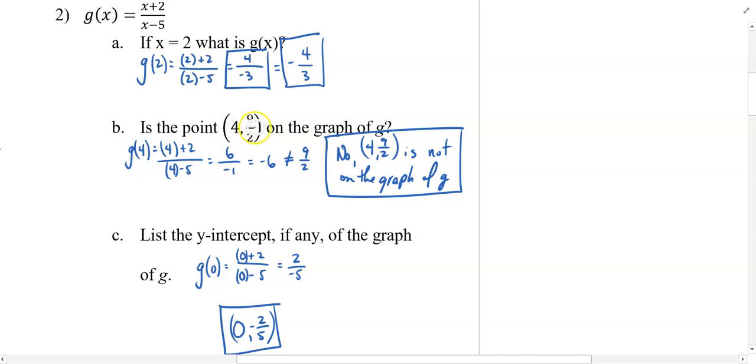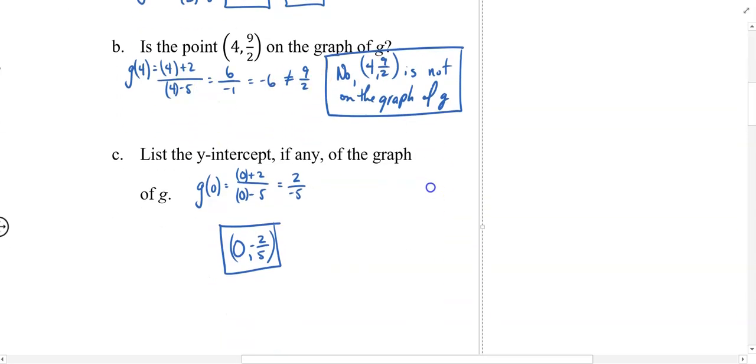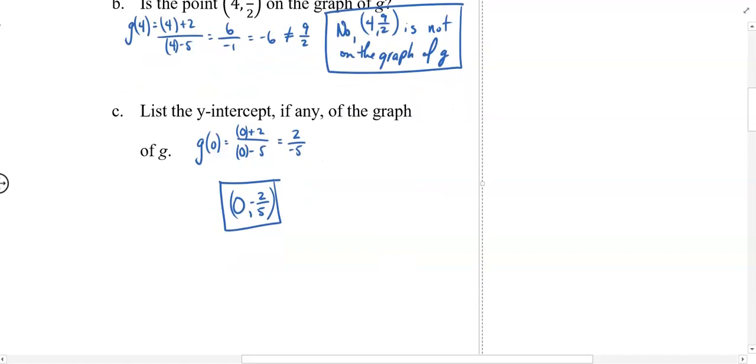To determine whether this point is on the graph of g, we substitute 4 and hope to get a y result of 9/2. When I substituted 4 into this equation, I ended up with -6 as a result, which is not equal to 9/2. So no, (4, 9/2) is not on the graph.